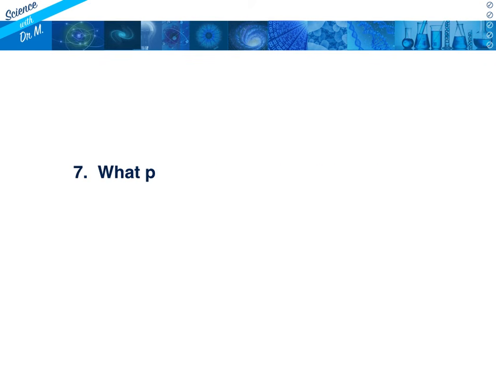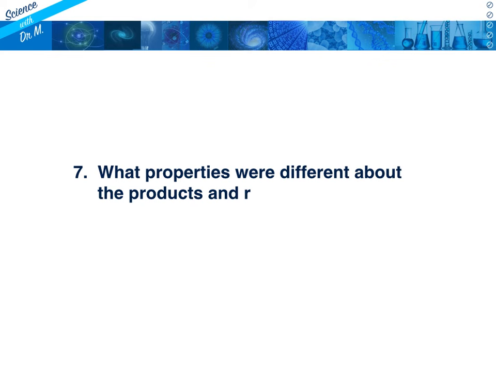Okay, question number 7. What properties were different about the products and the reactants in that experiment? Okay, so have a little think about it. What properties were different? So we had our products were quite different to our reactants because our chemical reaction had taken place. What was the difference?